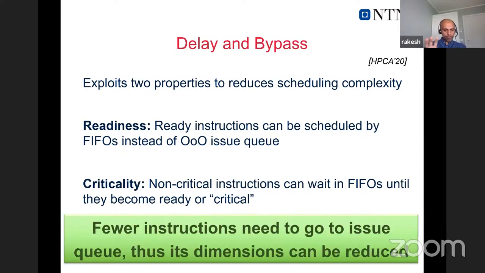Okay, what is the outcome of doing this? As you are scheduling some of the instructions from FIFOs, and you are parking the non-critical instructions in a FIFO, the total number of instructions that need to go to the out-of-order issue queue reduces, which means you can make it smaller. Also, as you are issuing some of the instructions from FIFOs, you need to pick fewer instructions from the out-of-order instruction queue, which reduces the selection complexity.